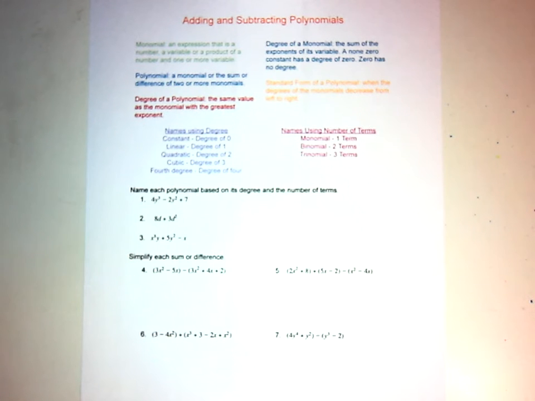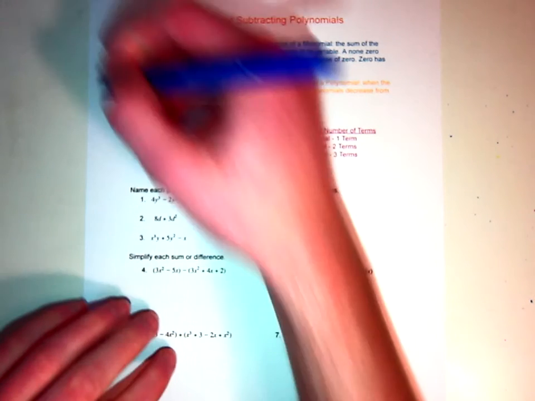Again, we're adding and subtracting polynomials. A polynomial is a monomial, or the sum or difference of two or more monomials. So in order to understand a polynomial, you need to know a monomial. A monomial is an expression that is a number, a variable, or a product of a number and one or more variables. So I'm going to write a couple examples.